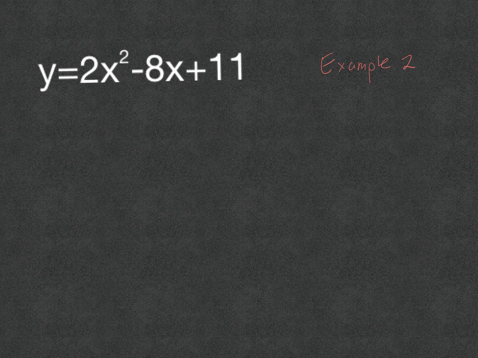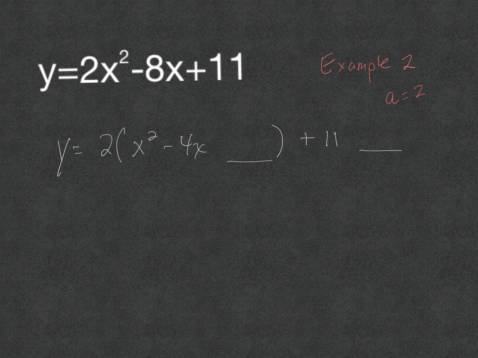Now, why is this different? Because a equals 2. Step 1 is to find the vertex using completing the square. Okay, y equal to, I'm going to factor out a 2. 2 times x squared minus 4x. Leave a space, parentheses, put the 11, and leave a space. B divided by 2 squared. What b? This b, negative 4. Negative 4 divided by 2 squared is going to be 4.